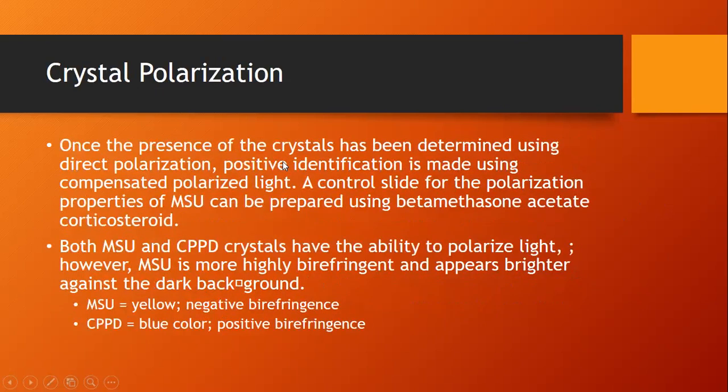So once the presence of crystals has been determined using direct polarization, a positive identification is made using compensated polarized light. Now, both MSU and CPPD crystals have the ability to polarize light. However, MSU is more highly birefringent and appears brighter against the dark background. So usually, your MSU crystals would appear yellow with negative birefringence, whereas your CPPD would appear blue in color with positive birefringence.